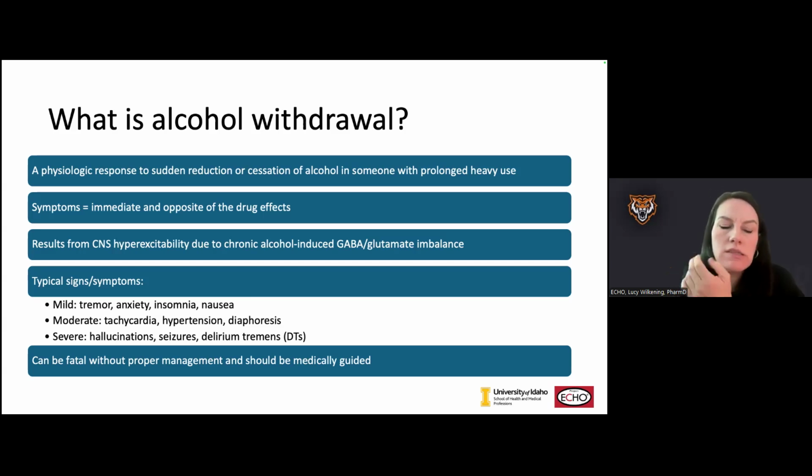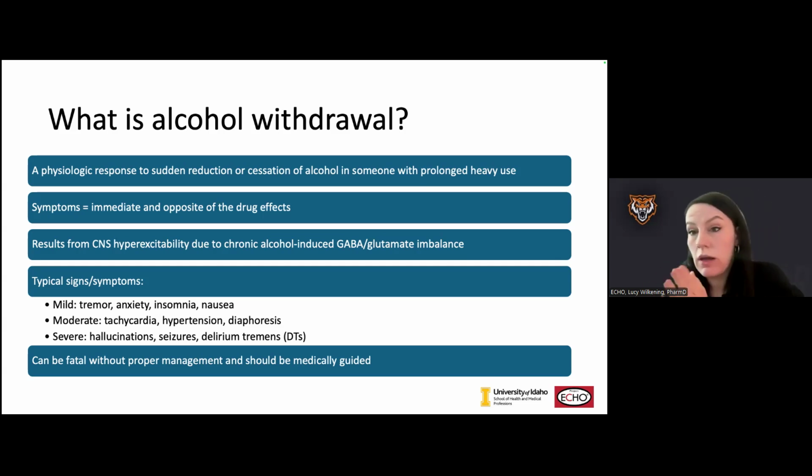Some of the signs and symptoms, I'm going to show you a timeline of what you can expect to see when somebody's presenting in alcohol withdrawal, and especially some of the warning signs. And again, it really is true that this can be fatal without proper management.